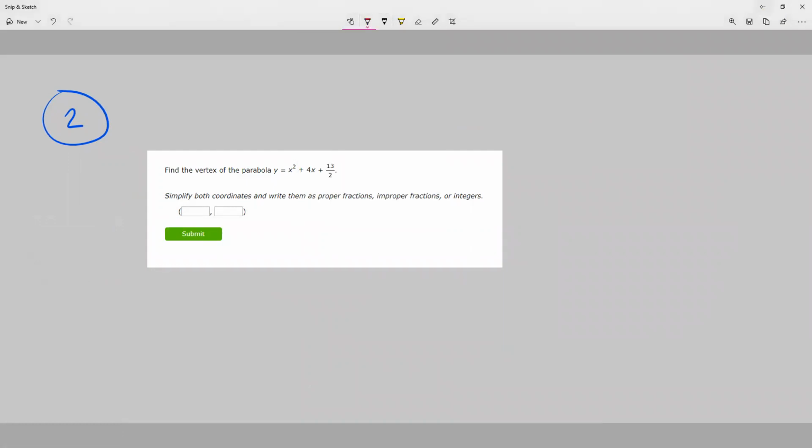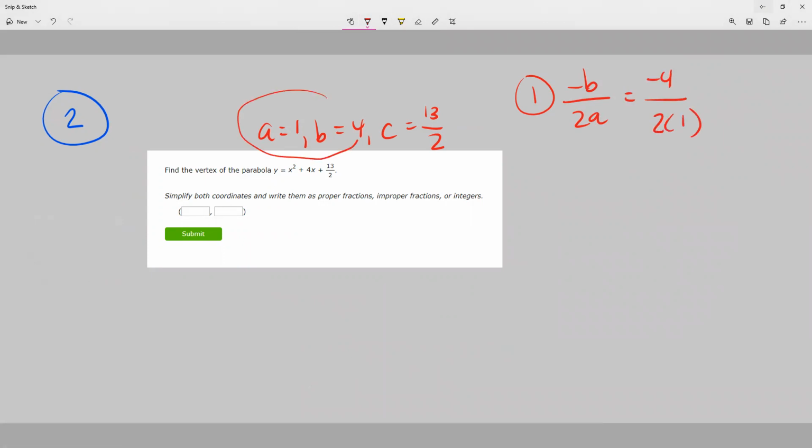So step one. A is 1, B is 4, C is 13 over 2, which isn't really important, but I'll write it down. Step one, negative B over 2A is negative 4 over 2 times 1, coming from these numbers here. And so that's negative 4 divided by 2, so negative 2. So for my vertex, so far, I know that the x coordinate is negative 2.